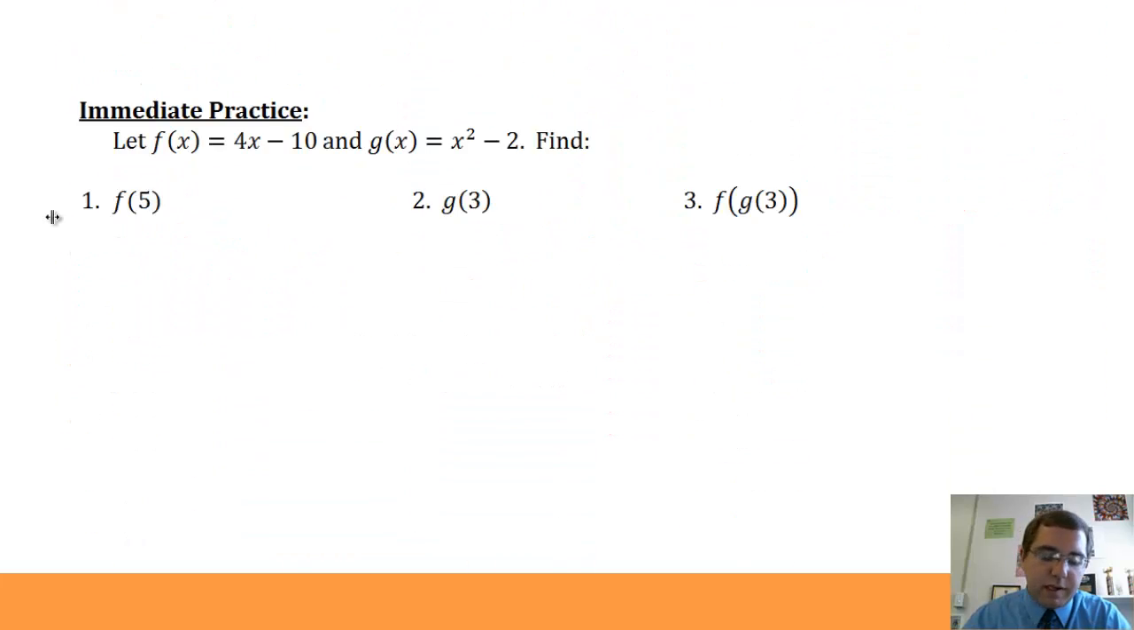Here are your immediate practice problems. Let f of x equal 4x minus 10 and g of x equal x squared minus 2. Find f of 5, that means you're just plugging in 5 for x into f and evaluating it. Find g of 3, so you're plugging in 3 for x into g. And find f of g of 3. That means you're plugging in 3 into g first, so take your answer from number 2, and then plug that answer into f, and that will be f of g of 3. And that is the end of sections 3.8 and 3.10.